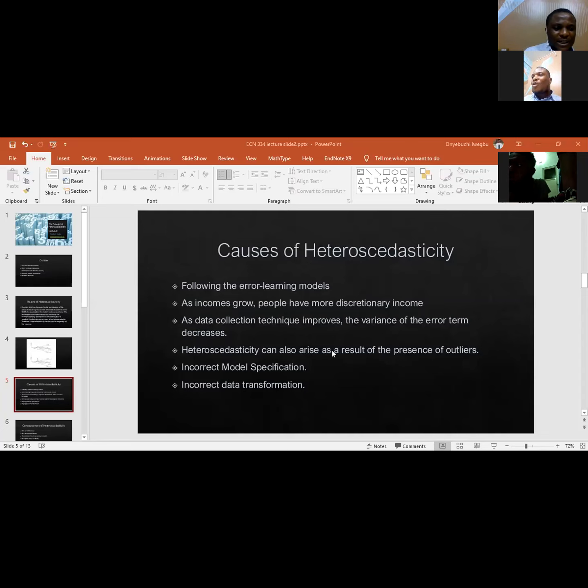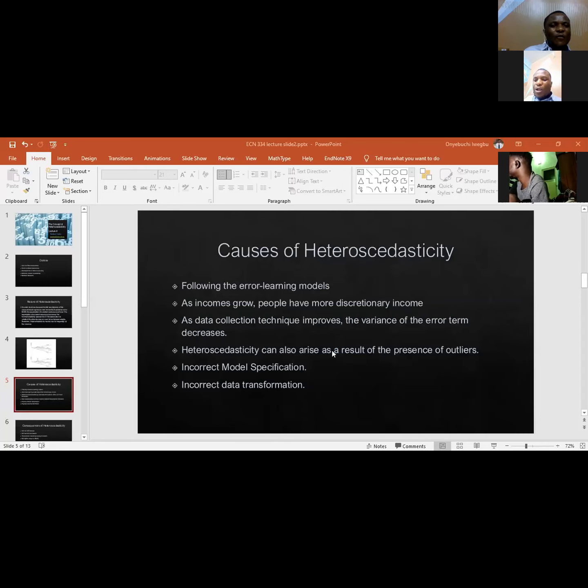The third one is, as data collection technique improves, the variance of the error term decreases. Of course, assuming you are collecting your data from a known source and probably you used a survey to collect your data. And remember, when you use a survey, you go out, you administer questionnaires. Some people might not understand the type of questions asked. Some people would unwillingly fill what is not required. Some people will fill some answers that you can't even interpret. When you use that data to estimate your model, the accuracy of that data will be questioned.